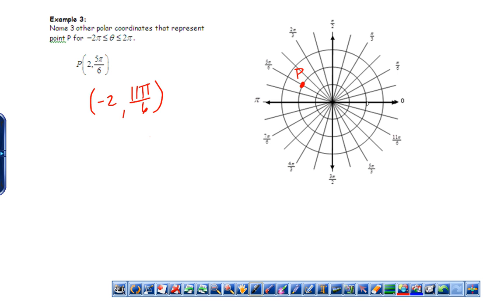If you start on 0 and go all the way around here, that's going to be negative 7 pi over 6, and you'll land right on point P. So that would be 2. Also, if you go a negative direction and start here and jump over, you would be on point P. So that would be negative 11 pi over 6 and negative 2. And all of these points end up on point P.